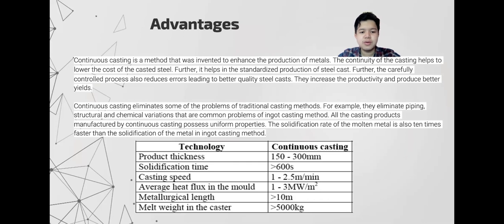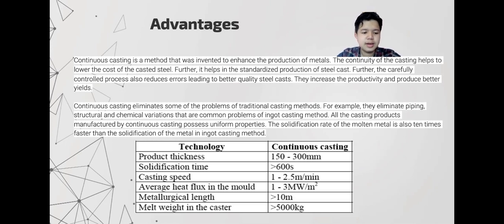Continuous casting eliminates some of the problems of the traditional casting method. For example, it eliminates piping, structural and chemical variation, which are common problems of the ingot casting method. All the casting products manufactured by the continuous casting process have uniform properties. The solidification rate of molten metal is also 10 times faster than the solidification of metal in the ingot casting method.